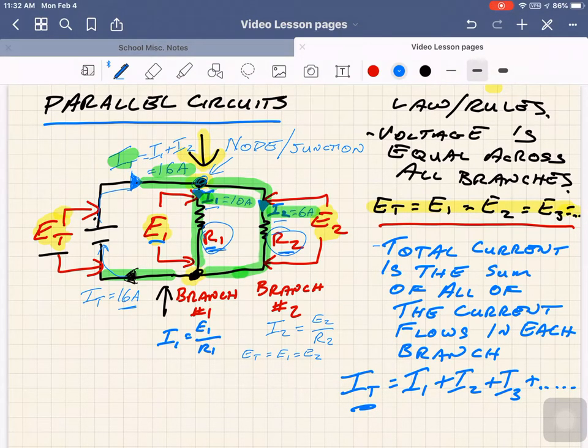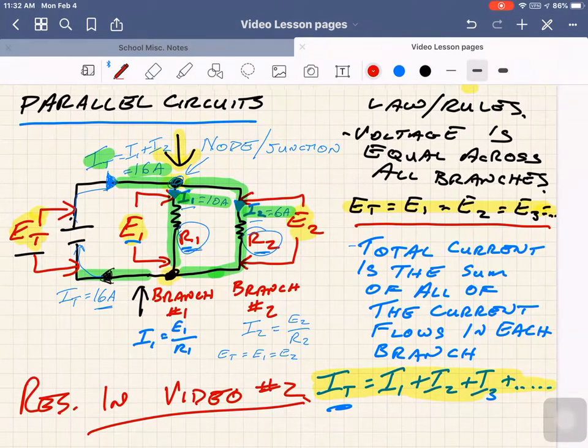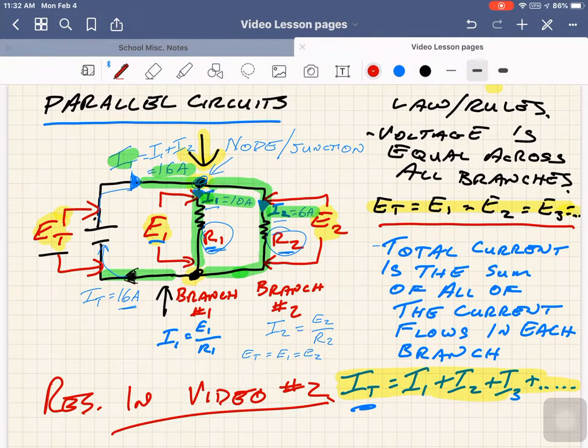Okay, those are the first two laws of a parallel circuit that we're going to go over. Okay, simplest ones to understand. I'm going to stop it here on this part of the video. I'm going to do a second video that is going to talk about resistance in video number 2. All right, so hopefully that kind of adds up a little bit of that. We'll talk about the resistance in another video, and then maybe a third video with a couple of examples.